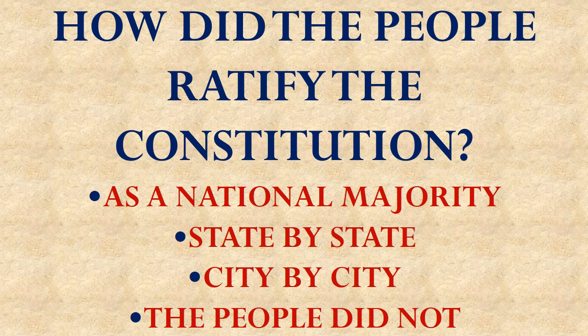How did the people then go about ratifying this Constitution, which took power from their state governments and gave it to the national government? Did they do it as a national majority? Did they do it state by state? Did they do it city by city? Or did the people not do it? The correct answer is that they did it state by state. Each state individually, I should say the people of each state individually, had given power to their state governments. And therefore, they were the ones who then had to take that power from their state governments and give it to the national government. Some voter from another state couldn't choose to do that for them. They had to do it themselves.